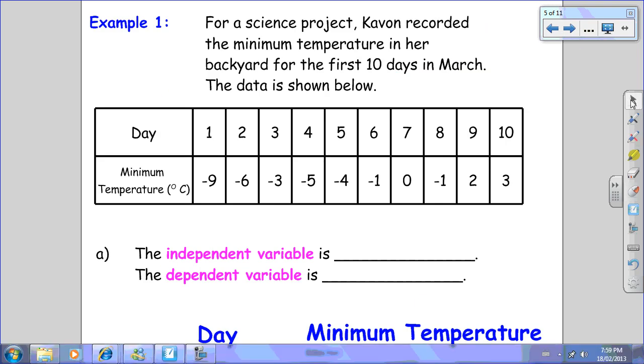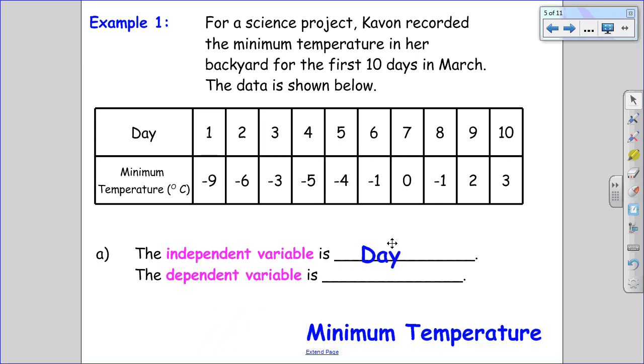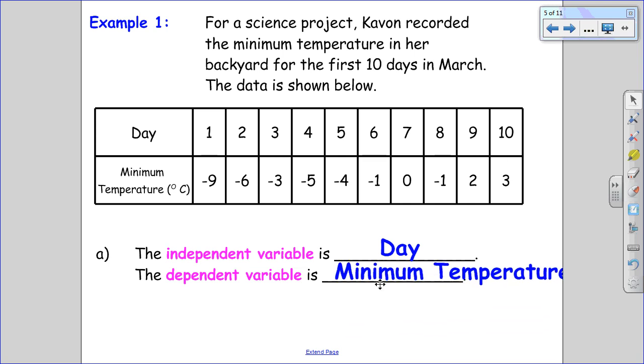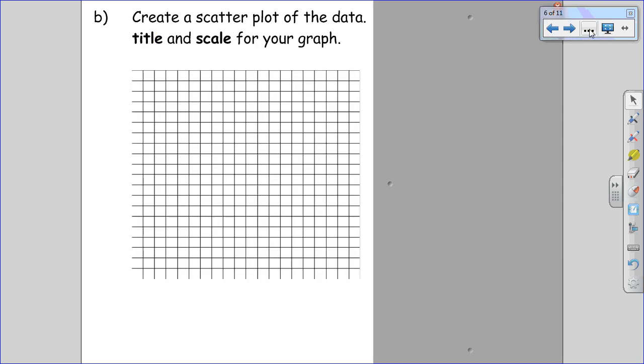If I look at this example, it's talking about a science project where Kayvon recorded the minimum temperature in her backyard for the first 10 days in March, and the data is shown below. The independent variable is day because time's passing regardless of what else I do. The dependent variable is the minimum temperature because, of course, temperature is regulated by the time of year and what's happening in each season.